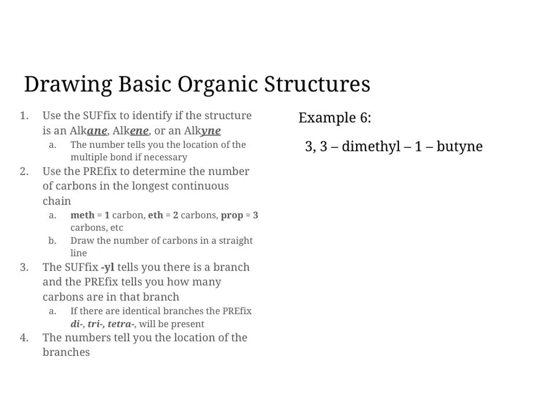So here I have, looking at the structure, I have YNE, which tells me that it is an alkyne. And so the but tells me that it is a 4 carbon long chain, and the 1 tells me the location of the triple bond. So 1, 2, 3, 4 carbons long. I'm going to add my single bonds. I'm going to number my chain. 1, 2, 3, 4.